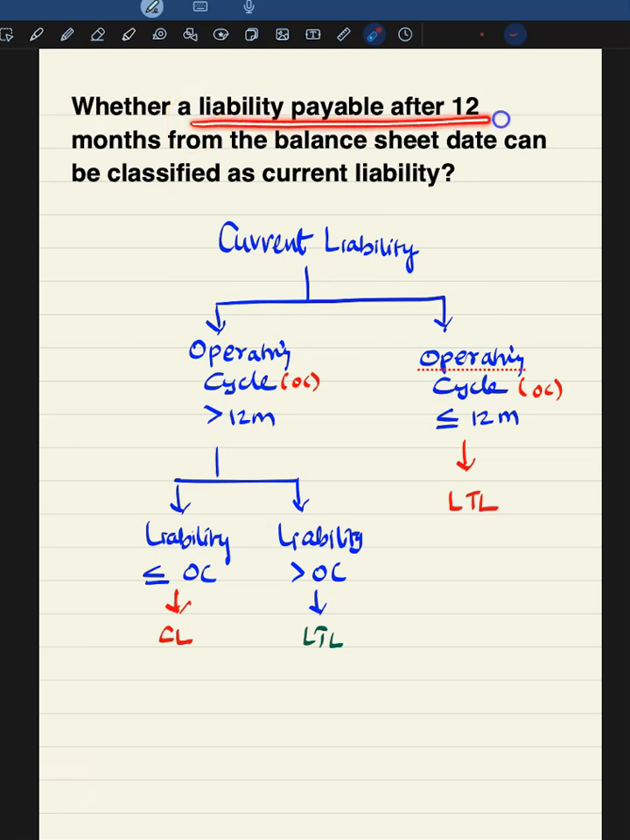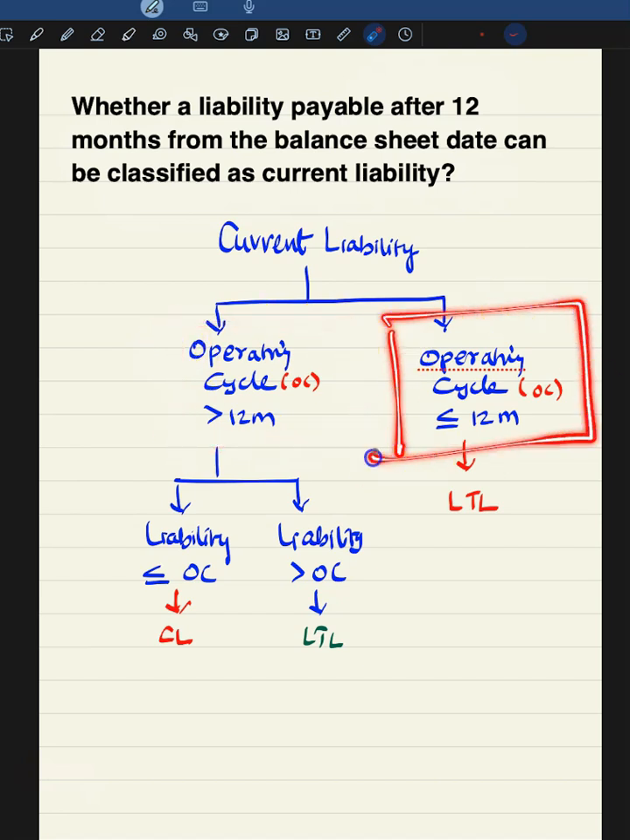Whether a liability payable after 12 months from the balance sheet date can be classified as current liability. For this, we have to look at the operating cycle of the entity. Whether the operating cycle is greater than 12 months or operating cycle is less than or equal to 12 months.